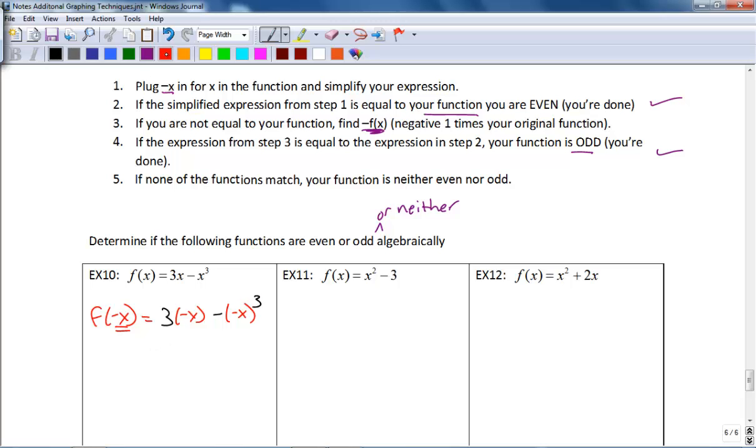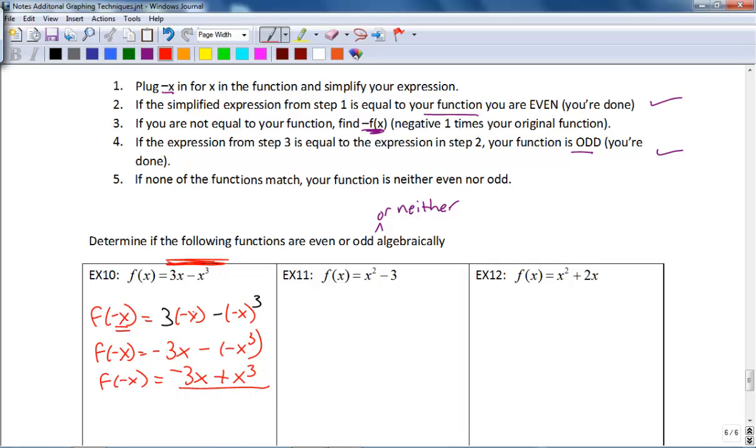Let's go ahead and clean this up. Well, 3 times the negative x is negative 3x, and the negative x cubed is a negative x cubed, so this just stays as negative x cubed. Negative and negative, we know that is a positive, so the f of negative x, when it's cleaned up, becomes negative 3x plus x cubed. Step 2 says, if the simplified expression from step 1 equals your function, is this function the exact same as that function? No, it's not. That's 3x minus x cubed, and this is negative 3x plus x cubed.